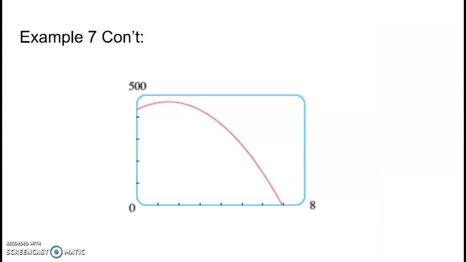The graph above shows the position function of the ball from example 7. It shows the conclusion that we met, which is that the ball reaches a maximum after 1.5 seconds and it hits the ground around 6.9 seconds.